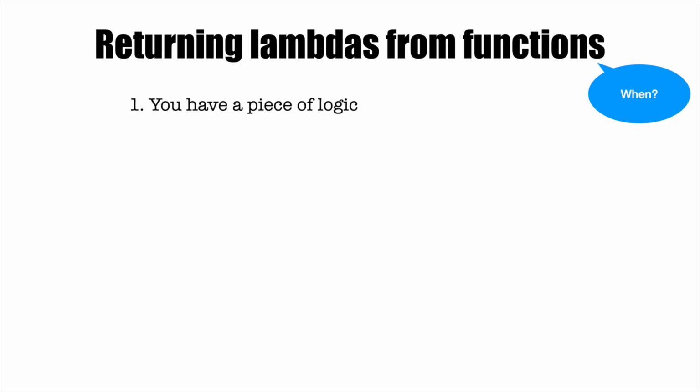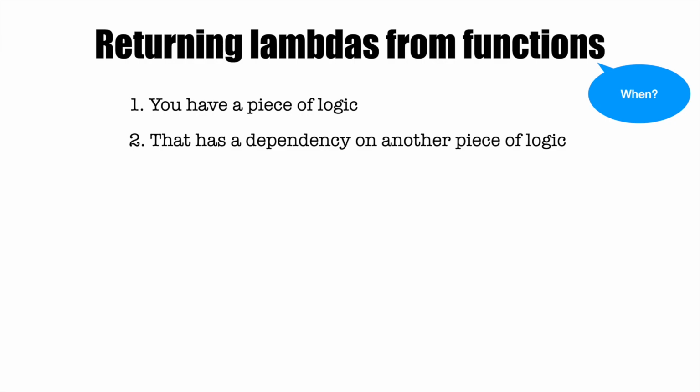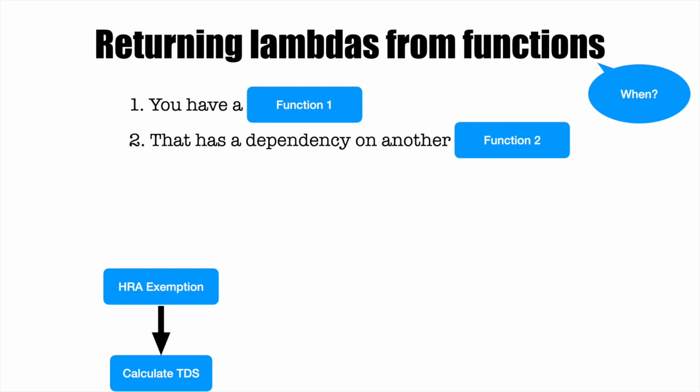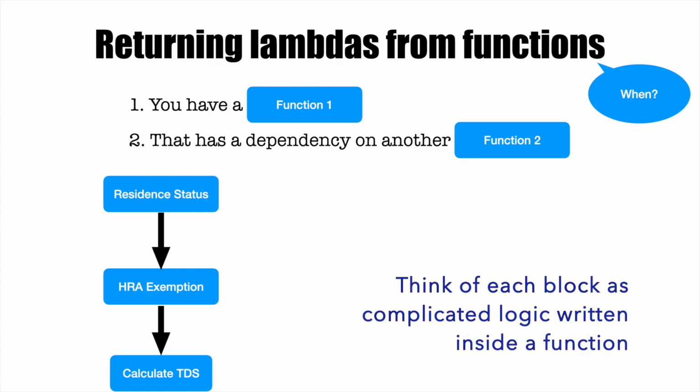function. Let's assume that you have a piece of logic, but that piece of logic has a dependency on another piece of logic. And you can pretty much replace the piece of logic here with some functions. Let's assume that you want to basically calculate a TDS, that is tax deduction at source. But that has a dependency on how HRA exemption is calculated. But that in turn has a dependency on the residency status of the employee, that is whether he's living in a metro or a non-metro. So depending upon the residency status, the HRA exemption gets calculated, and depending upon the HRA exemption, the tax deduction at source gets calculated. So you see, there is a dependency on each calculation.